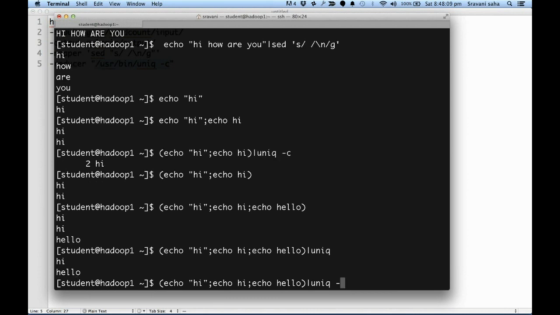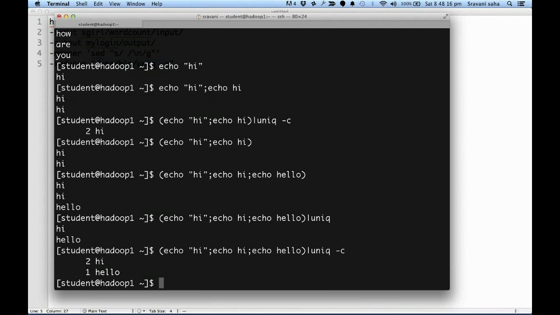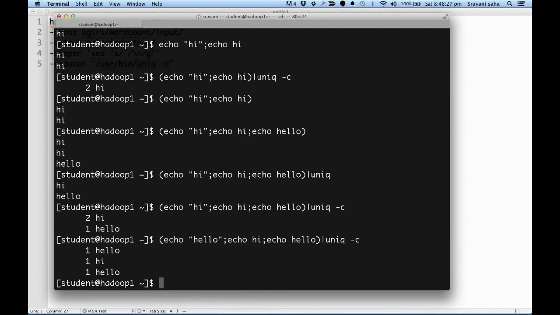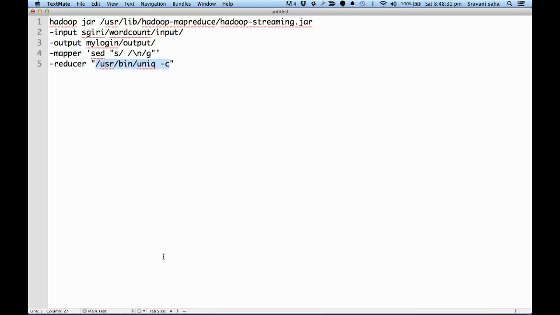it will remove the duplicates. And if you do minus c, it will count the number of occurrences of each word, provided your input is ordered. If your input is not ordered, then it will not do the job. If you convert it into hello, then it will give a wrong output. So uniq minus c basically counts how many times a value is repeated, the number of occurrences of each unique word, provided the input given to it is already sorted.